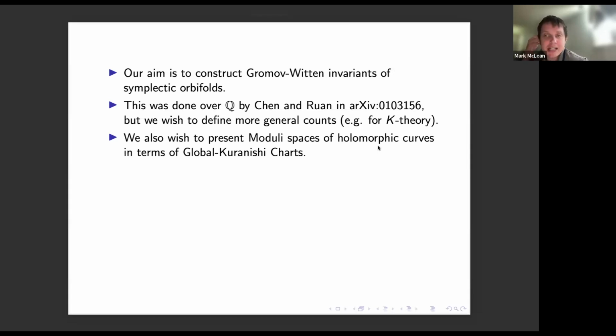We also wanted to present these moduli spaces in terms of global Kuranishi charts. So we wanted to put it in this sort of framework, and I'll explain what these things mean later on.